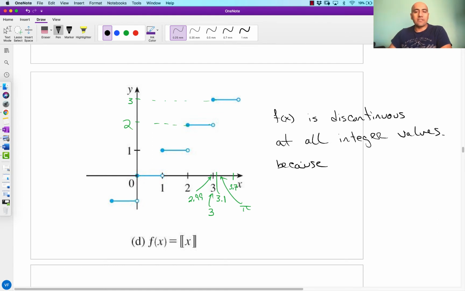So f of x is going to be discontinuous at all integer values because the limit doesn't exist at any of those values. The limit as x approaches n of f of x does not exist for n equal to any integer. On the other hand, if we stay away from those, if we just look at anything other than the integers, we see that everything works out well. So the function is continuous for all other values except for the integer values.